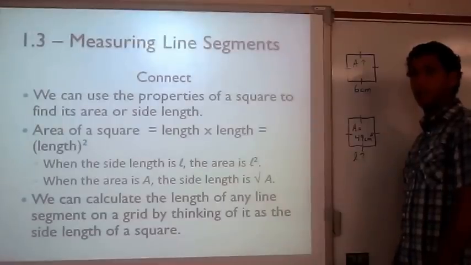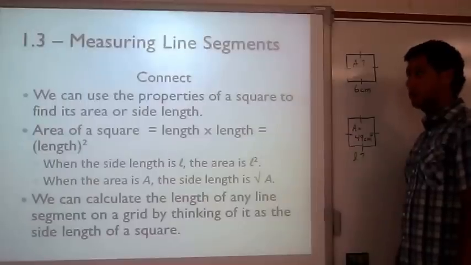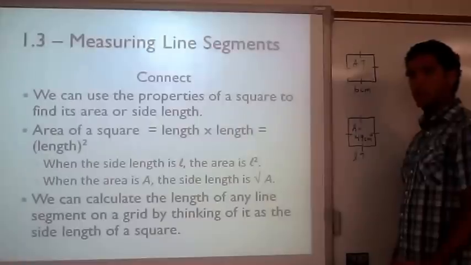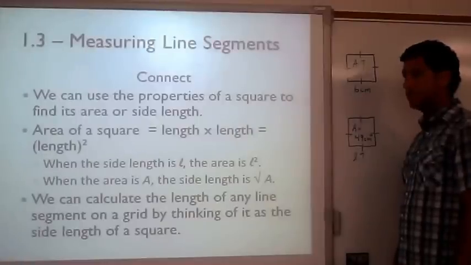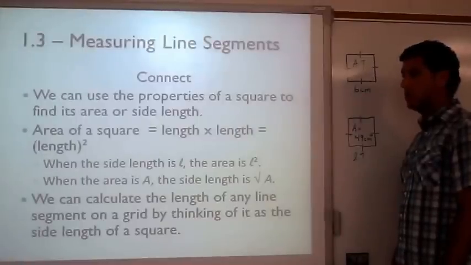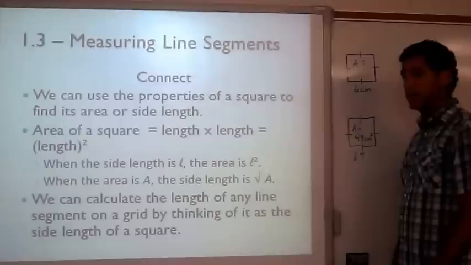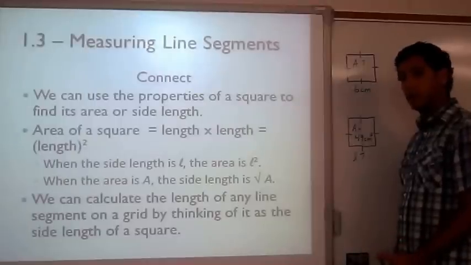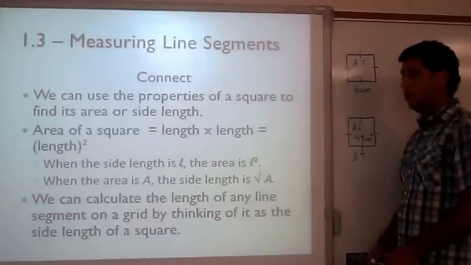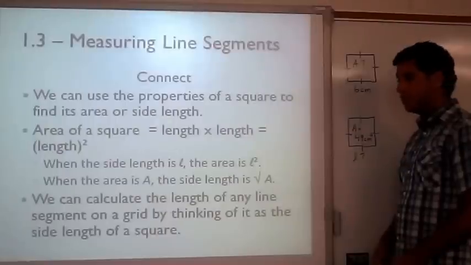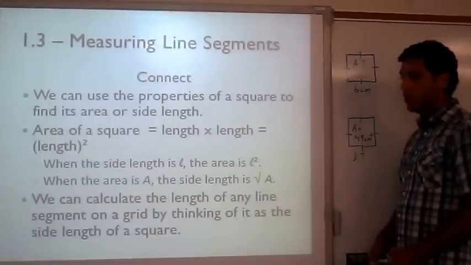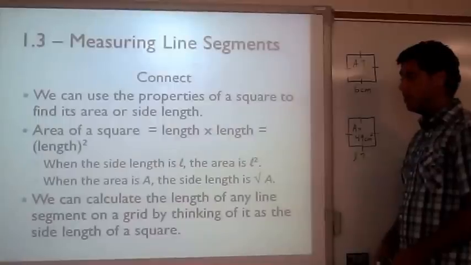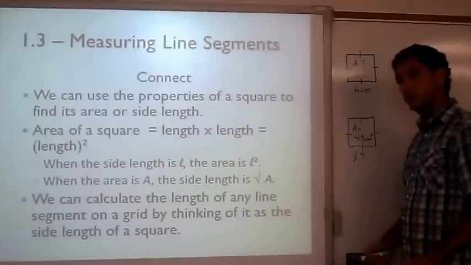Topic 1.3, measuring line segments. We can use the properties of a square to find its area or its side length. The area of a square is equal to the length times the length, or the length squared. When the side length is L, the area is L squared. And when the area is A, the side length is the square root of A.